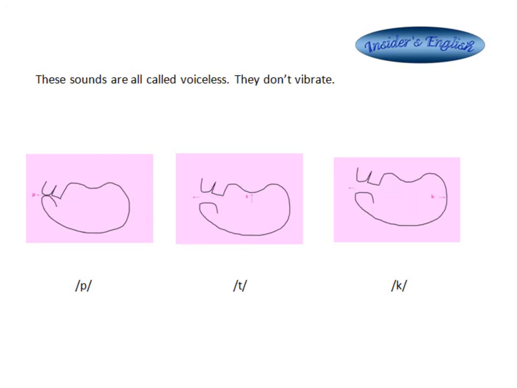Now the next three sounds don't vibrate. They're called voiceless. Put your lips together and make a p. Put your tongue on the bump behind your teeth and make a t. Now tense the area at the back of your throat and produce a k.